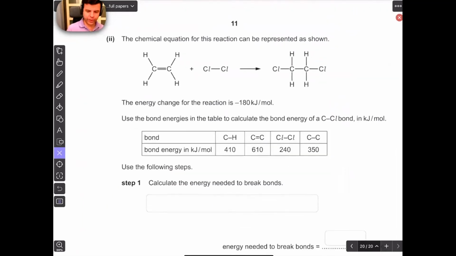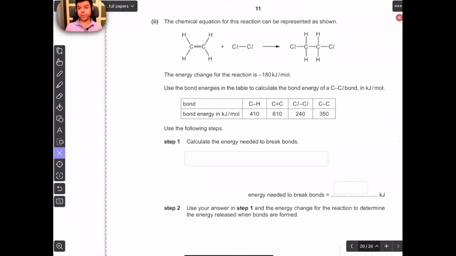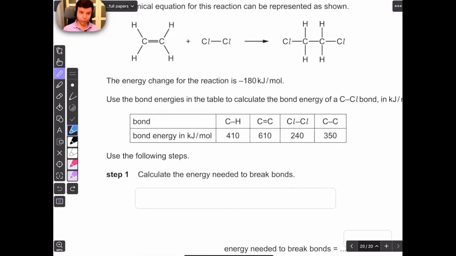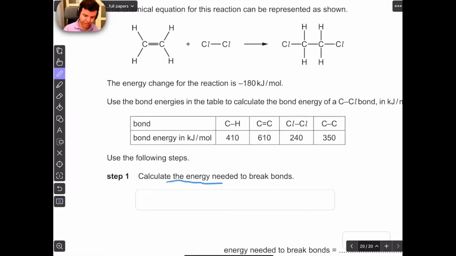All right, so next question is about enthalpy. They wanted us to work out the bond enthalpy for this CCl, but they guided us step by step to help us find the answer. So first thing they wanted you to do here is to calculate the energy needed to break bonds. If you're breaking bonds, this means you're breaking bonds in the reactants, right? Because bond breaking only occurs in the reactant.